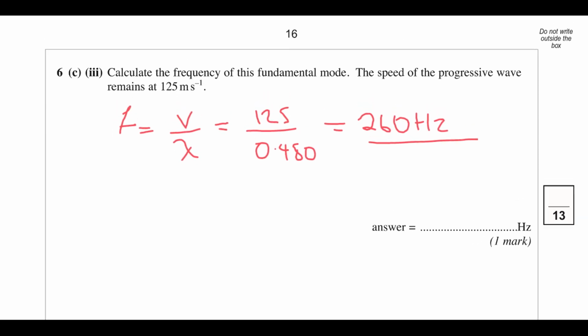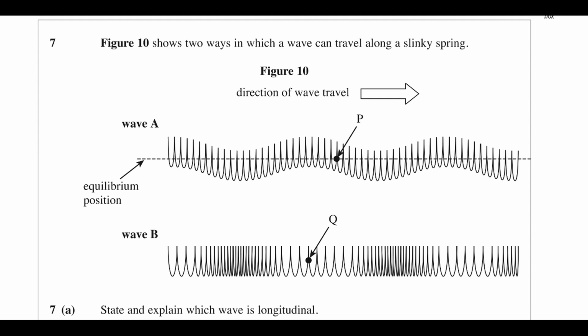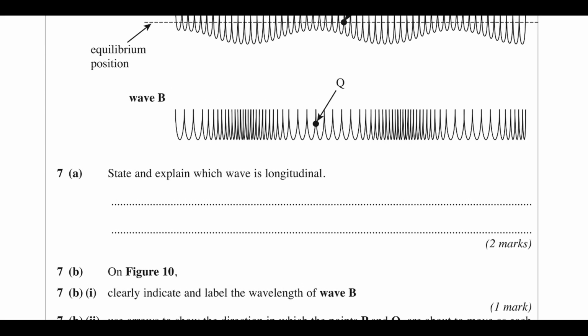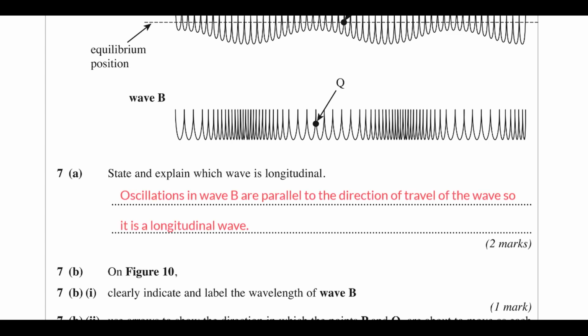Okay, so let's move on to question 7. We've got two ways in which a wave can travel on a slinky spring. We've got a transverse wave up here at the top, and we've got compressions and rarefactions, so a longitudinal wave, down here. State and explain which wave is longitudinal. We can see the oscillations are parallel to the direction of travel of wave B. That's how we know it's longitudinal.